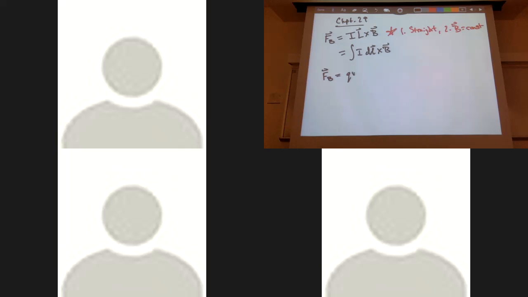Good. From here, that brings us to the force on a charged particle. This was then equal to QV cross B.